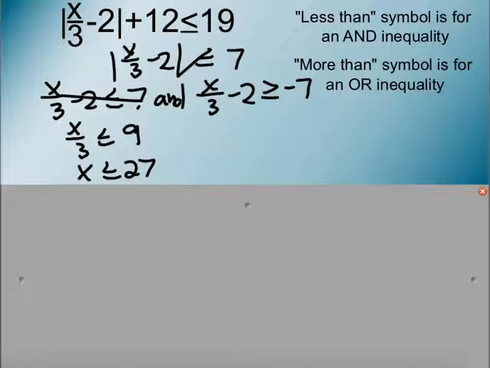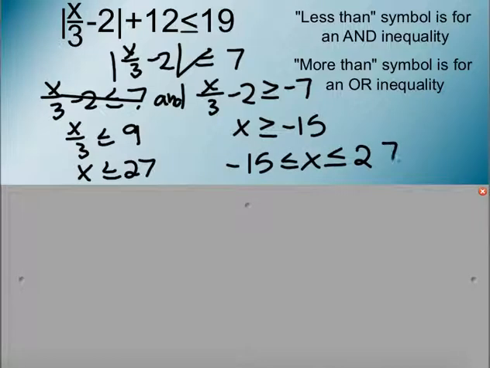Over here, add 2 times 3. We get x is greater than or equal to negative 15. If I did that quickly in my head, we get plus 2 minus, yep, negative 15. Which means that we can combine this inequality, since it's an "and," and have negative 15 is less than or equal to x, which is less than or equal to 27.